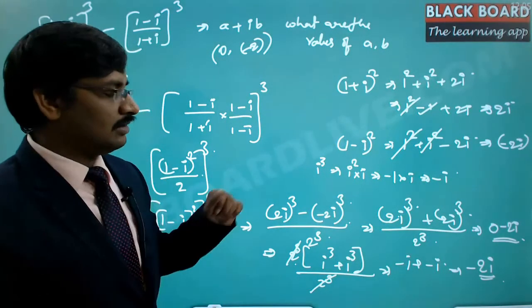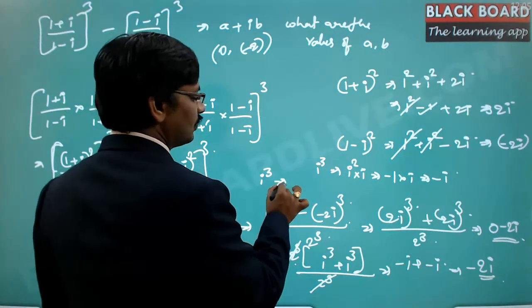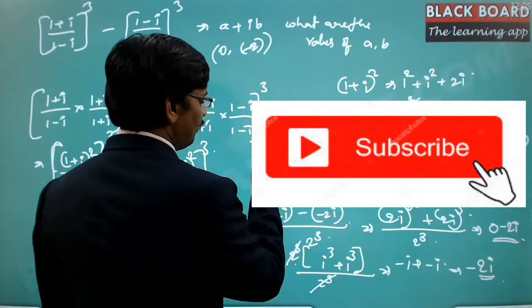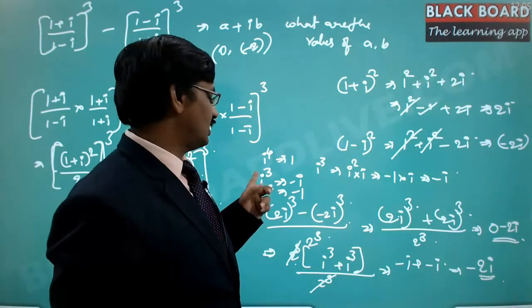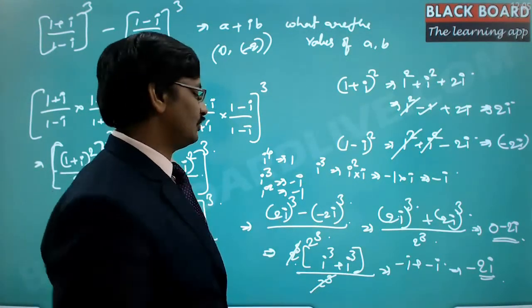See, the methodology we have used is that i cube value you need to treat as minus i, and i square value you need to treat as minus 1, and i power 4 is going to be plus 1, because minus 1 is i square and again minus 1 is i square, and i square into i square is plus 1. So these are going to be the values.